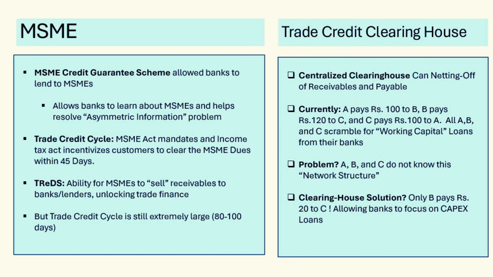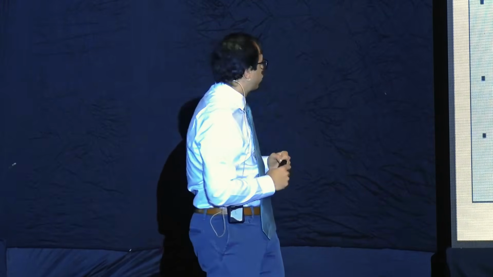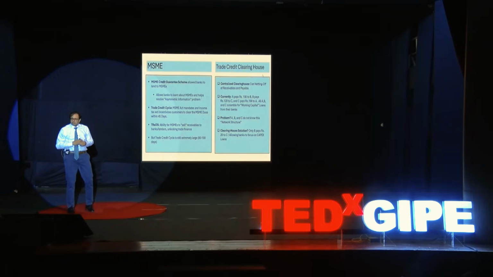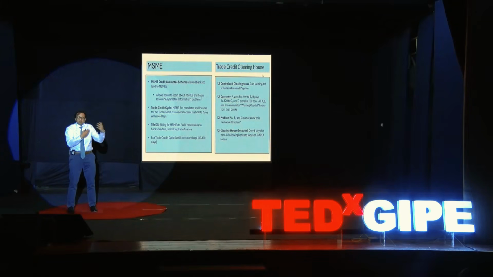For MSMEs, the sector that I talked about, we are doing great. We have introduced a lot of solutions. Some more solutions can be introduced. Government introduced the MSME credit guarantee scheme. One of the problems why banks do not want to lend to MSMEs is because they do not know a lot about this private company, a small company. It's very difficult to verify the claims. It's not that bankers want to be unjust to this company. How can you resolve this problem?